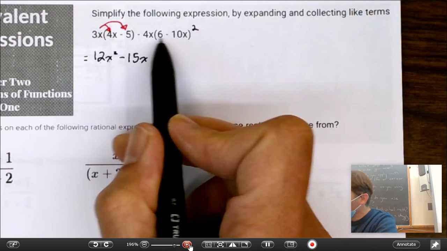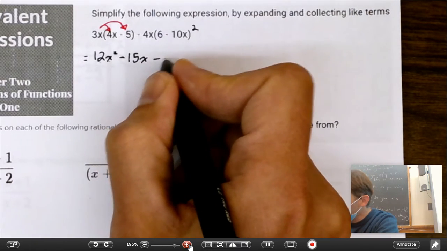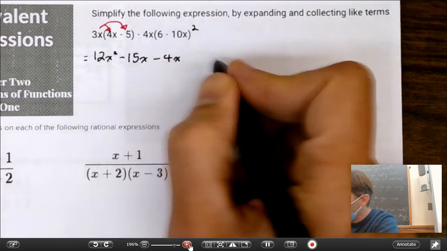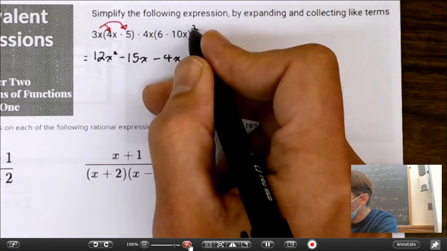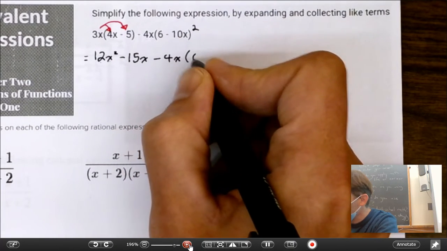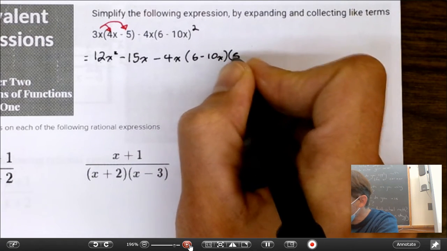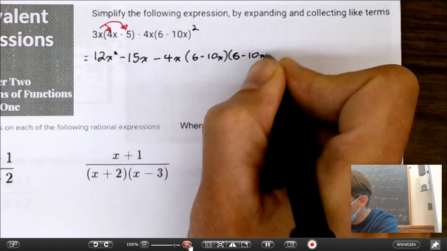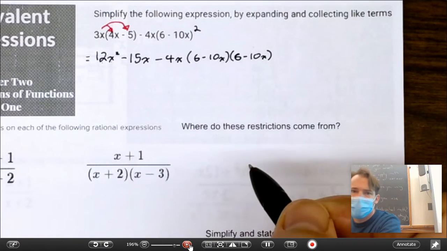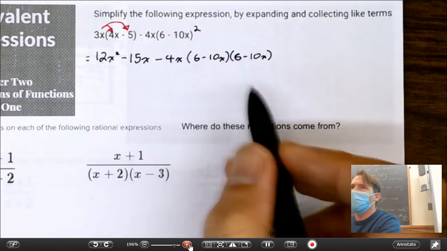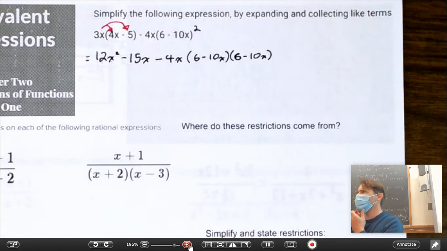Now, over here, I have said I need to leave that 4x alone and first expand this square here. So I'll have 6 minus 10x multiplied by 6 minus 10x. Why would I want to write that out a second time? Why would I write this as a multiplication instead of just doing it as an exponent? Diego, is that your hand up? Yeah, so why would I want to do it that way?